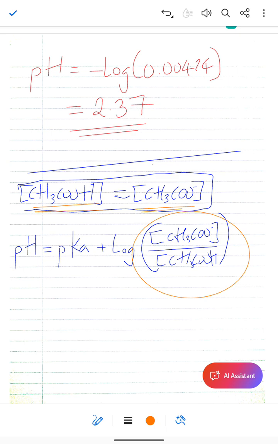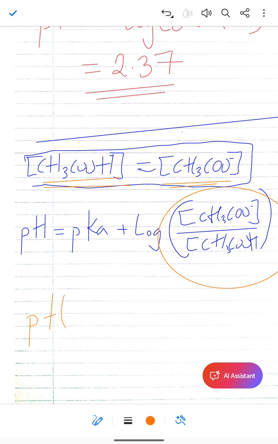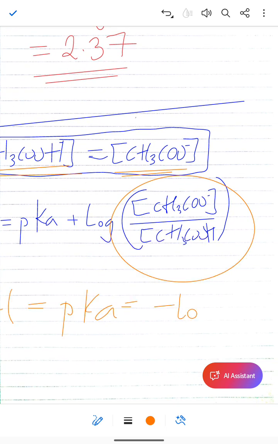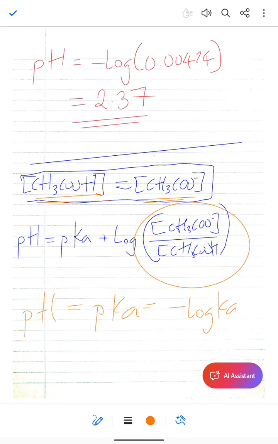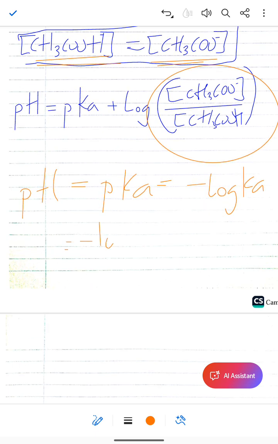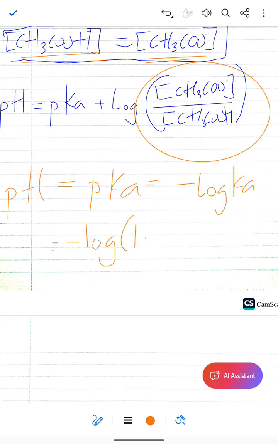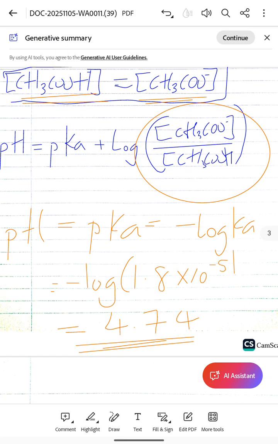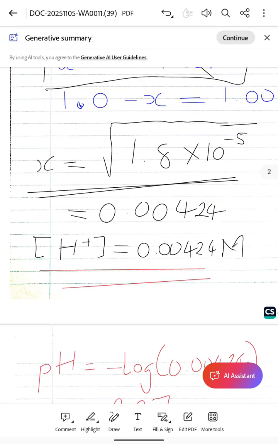So I can conclude that my pH is simply pKa, which equals negative log Ka. If you plug in our numbers, this is negative log 1.8 times 10 to the power negative 5, and this gives us 4.74. So that's the answer for part B. Now, how easy was that? And then part C.